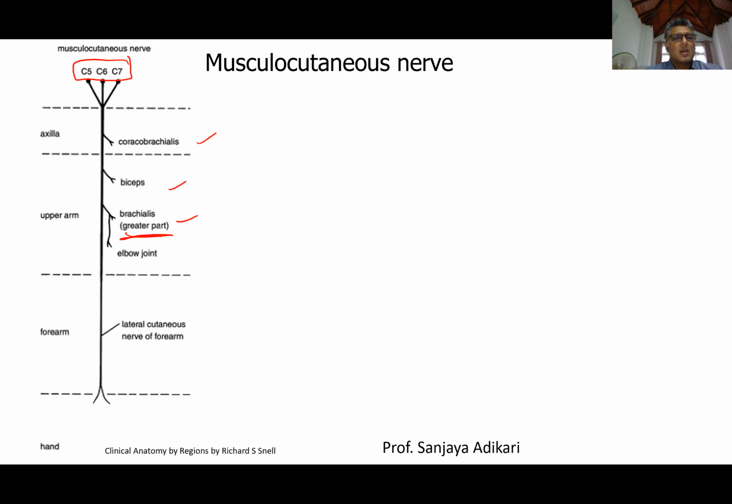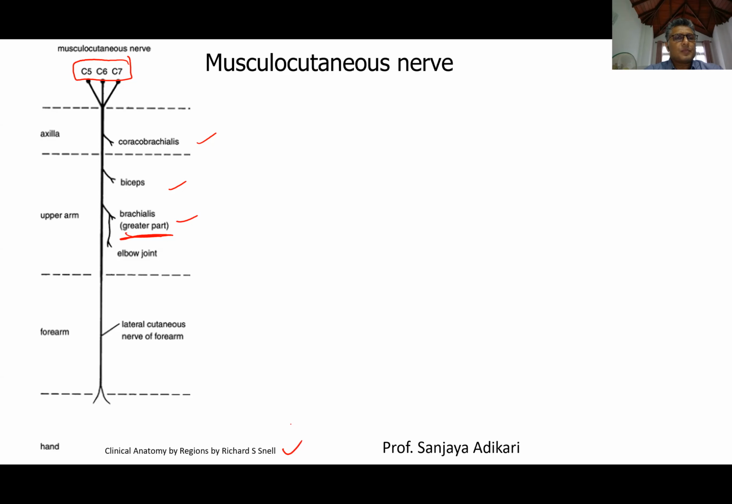Now remember, the greater part of the brachialis is supplied by the musculocutaneous nerve. It's mentioned here. This is from Richard Snell. Remember the book, it's a very nice diagram. That's why I took it. But for MCQs, you remember the brachialis is also supplied by the radial nerve. I'll show you in one of the slides in this lecture.